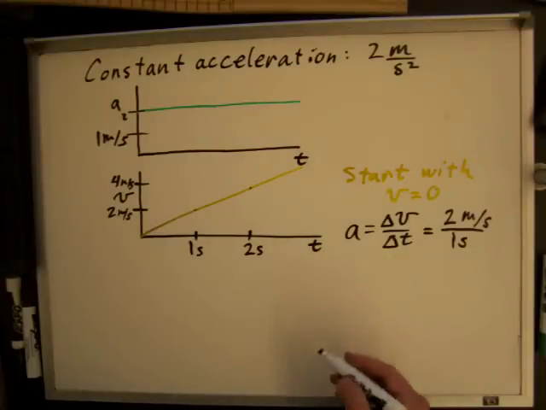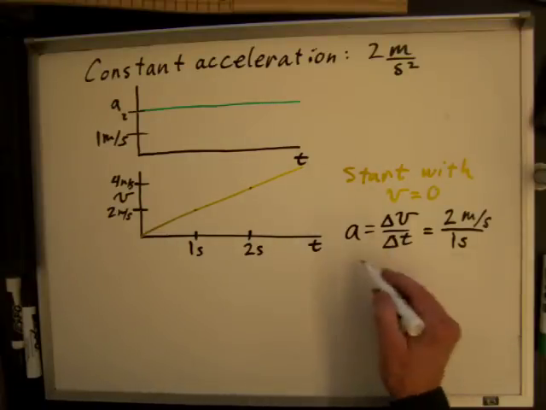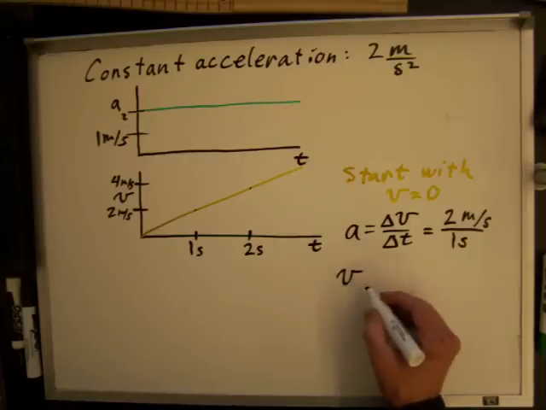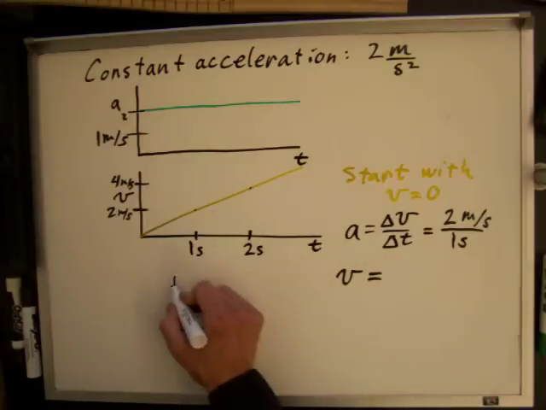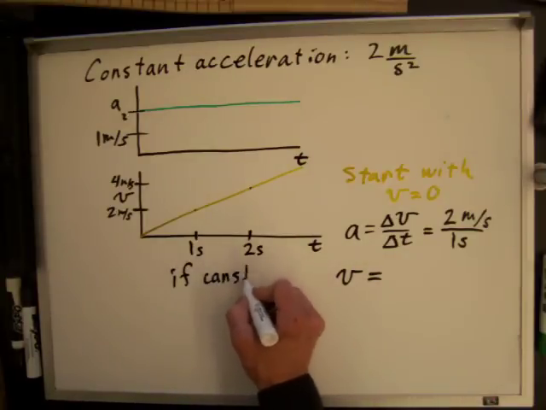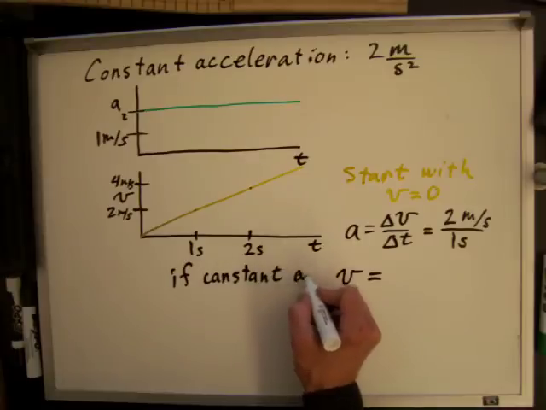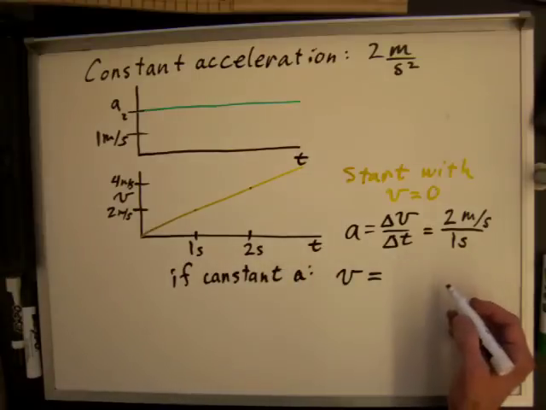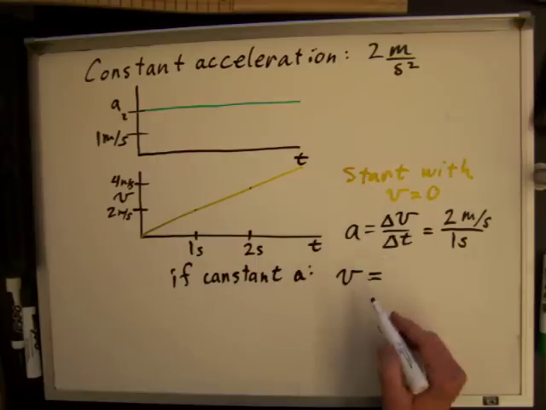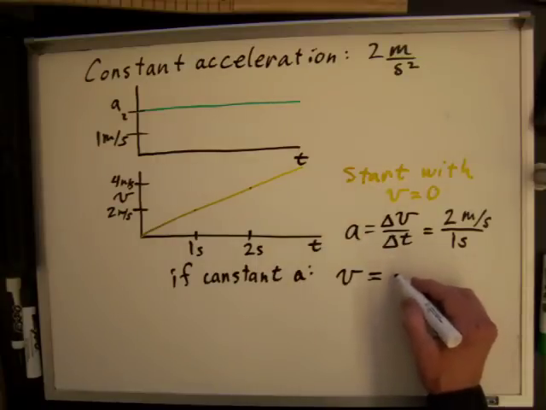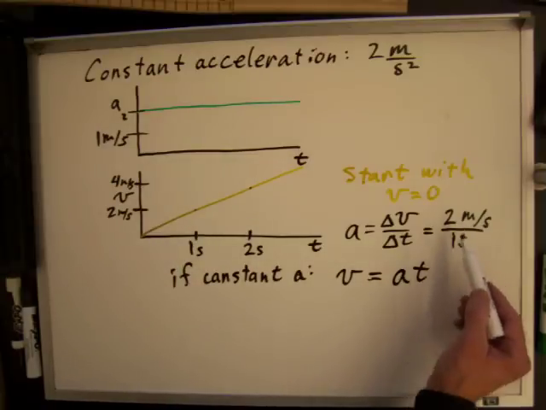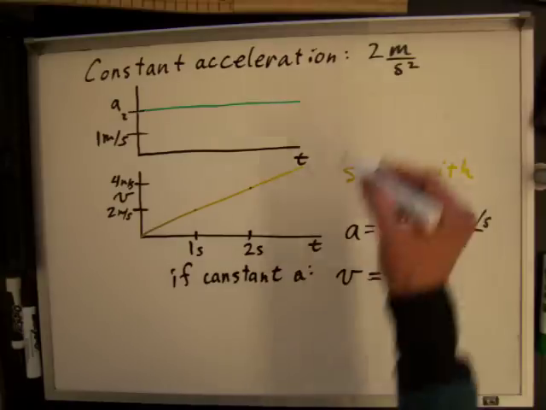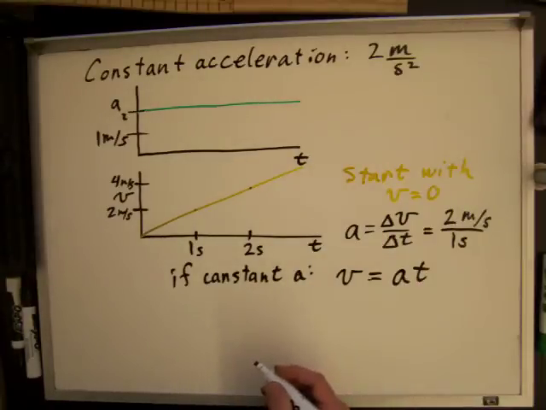You can calculate this easily if you rearrange this formula here. If you have constant acceleration, the velocity at any time is equal to, I can multiply both sides of this equation by t, and I get velocity is equal to a times t. So if I wait 1 second, velocity is 2 meters per second squared times 1 second. Okay, this will become useful in some of the problems.